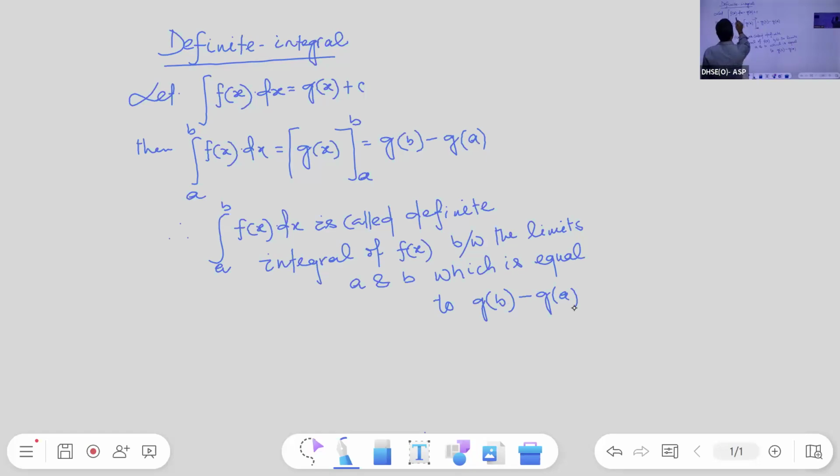Let the indefinite integral of f of x dx be equal to g of x. Then integral a to b f of x dx is equal to g of x over the limit a to b, which is g of the upper limit, that is g of b, minus g of the lower limit. So integral a to b f of x dx is called the definite integral of f of x between the limits a and b, which is equal to g of b minus g of a. Did you understand, guys? Is it clear to you? Nasrin, Pankaj, is it clear?